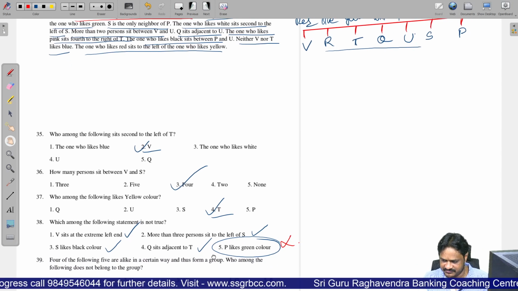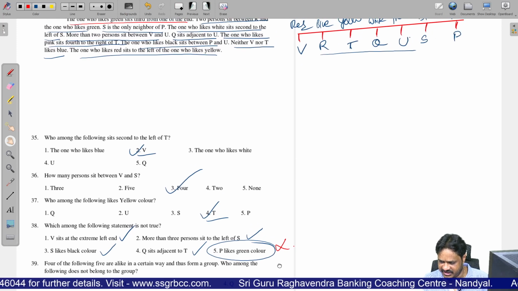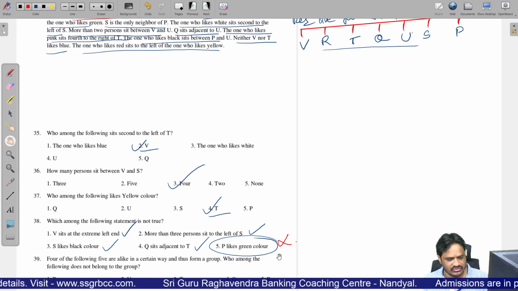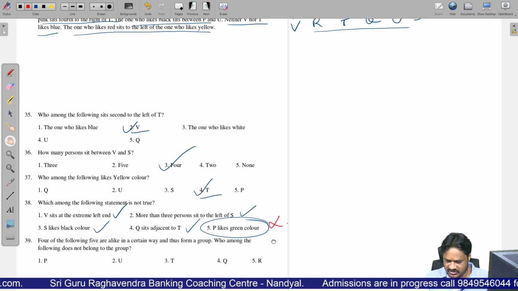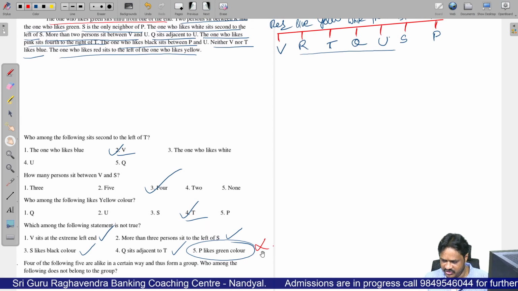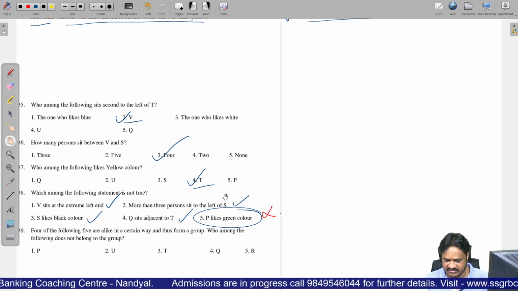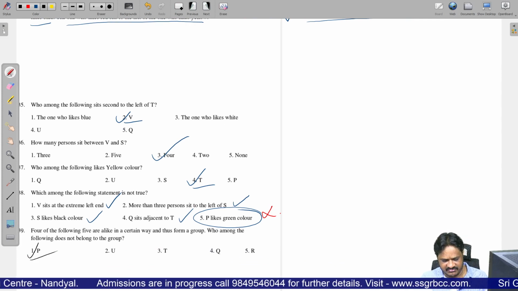Next question. 4 of the following 5 are alike in a certain way and hence form a group. Which is the one that does not? P, U, T, Q and R. Now, if you see the arrangement, only P is at extreme end. So, the remaining are not at extreme end. So, P is the odd one out because only P is at extreme end.